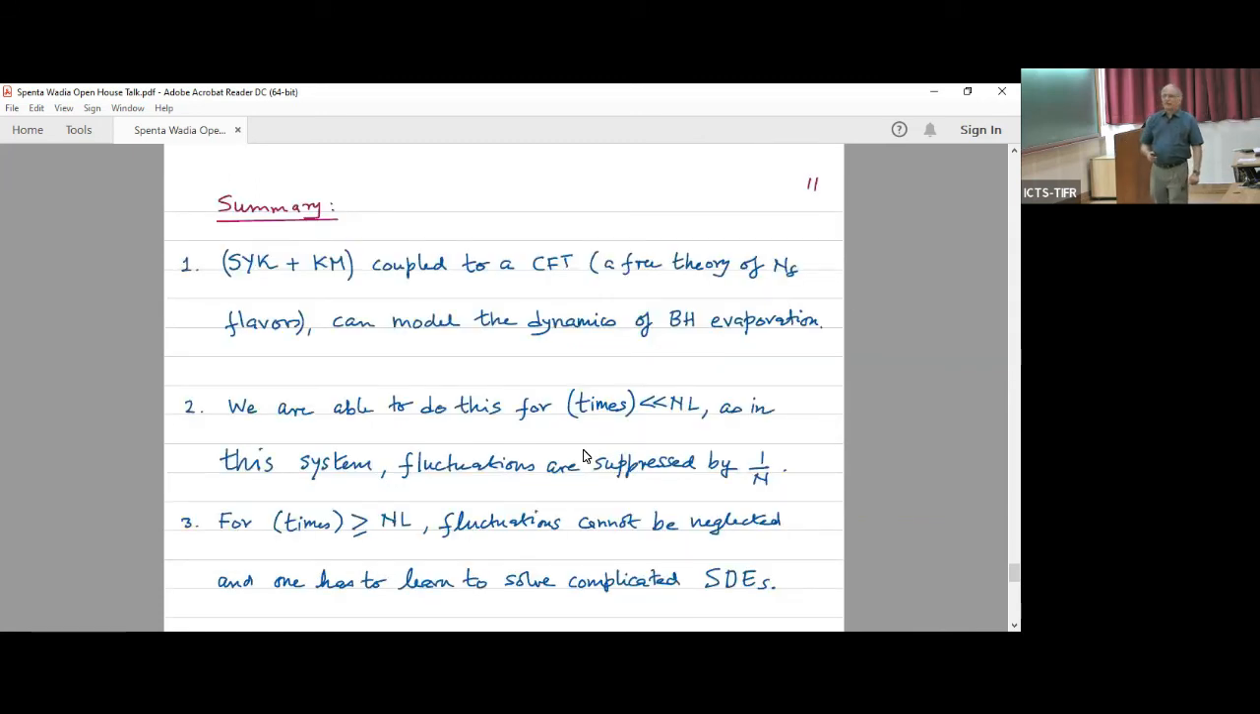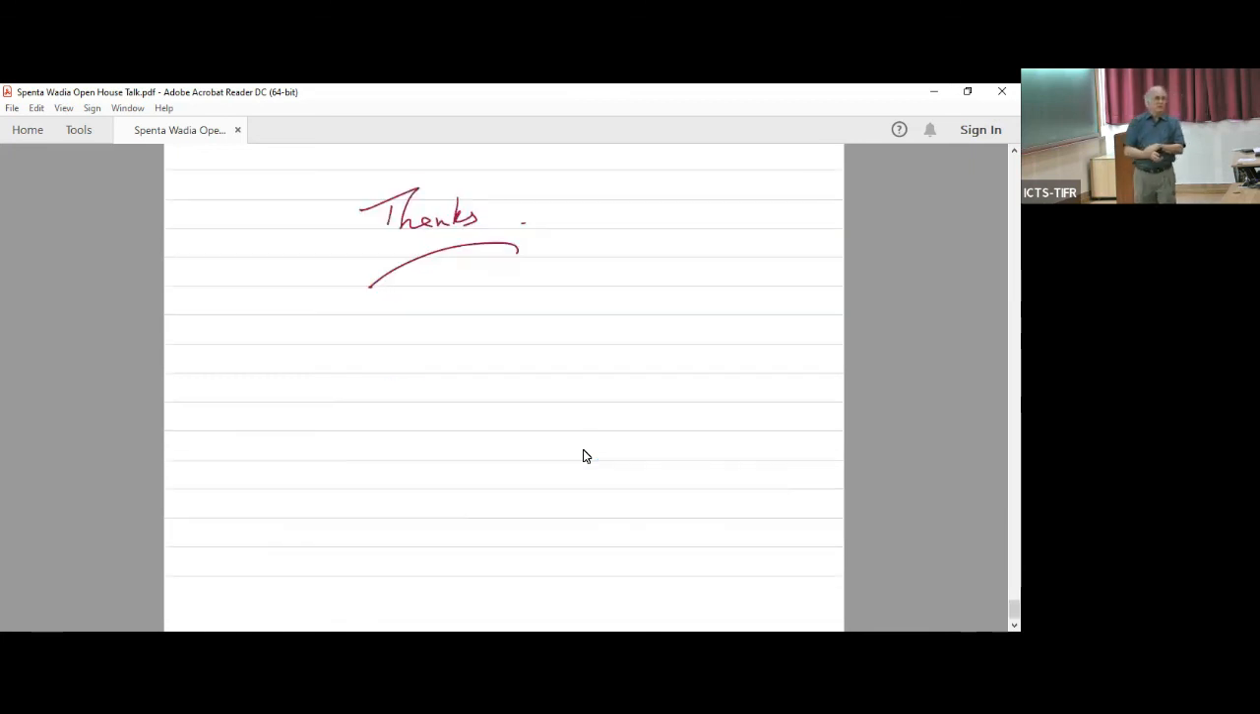So this is the summary. It was very fast, I know, but the SYK plus Kourkoulou-Maldacena coupled to a conformal field theory can model the dynamics of black hole evaporation. And we are able to do this math numerically for times which are much, much less than N. Because of that, for a system like this, the fluctuations are suppressed, and I gave you the solution. But for times of the order of N, fluctuations cannot be neglected, and one has to learn to solve these complicated stochastic differential equations. So thank you, and sorry for being over time.